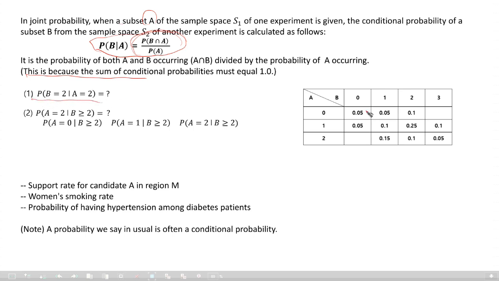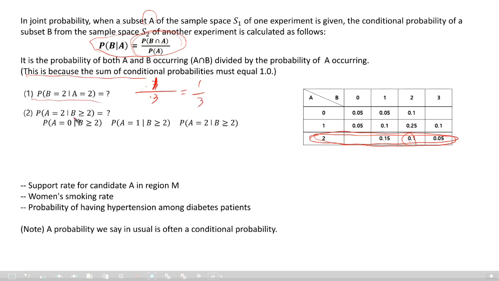Okay, A equal to 2 is given. What is the probability of B equal to 2? The sum of this one is 0.3. In this section, what is the probability B equal to 1, 2, 3? Sorry, 0.1 over 0.3, 1 over 3, right?